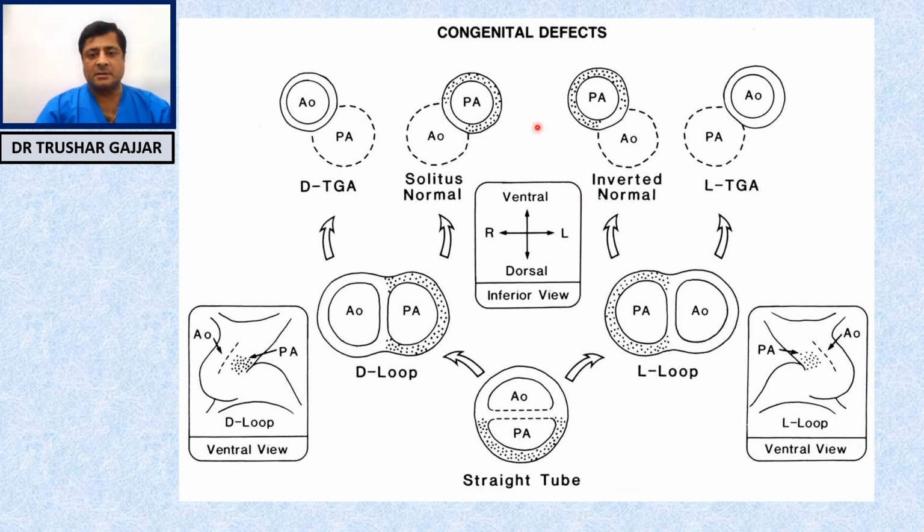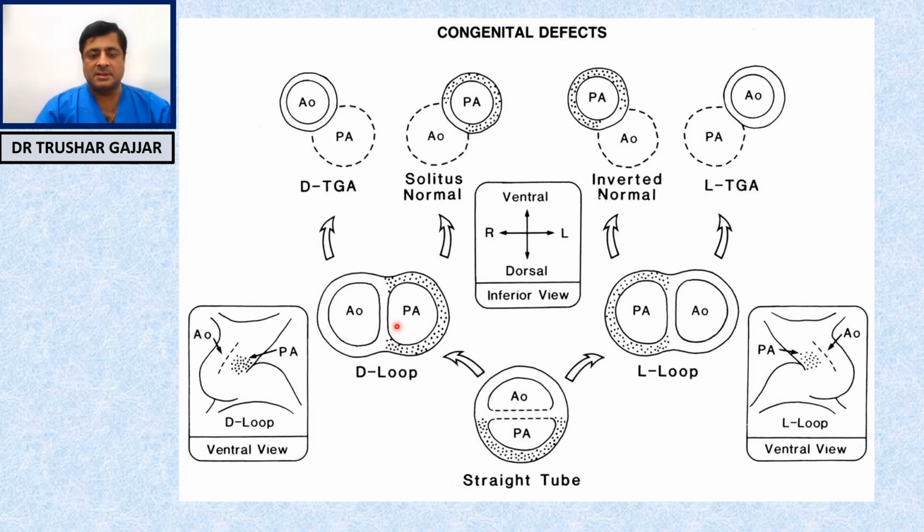Let us understand the defect in this simplified diagram which we have seen earlier. In the straight heart tube, the pulmonary artery is like this, the aorta is in the anterior position. This is the lowermost. So the first counterclockwise loop in D looping and clockwise looping in L looping leads to the side-by-side relationship. Here the aorta is on the right side, PA is on the left side. And in L loop, PA is on the right side and aorta is on the left side.